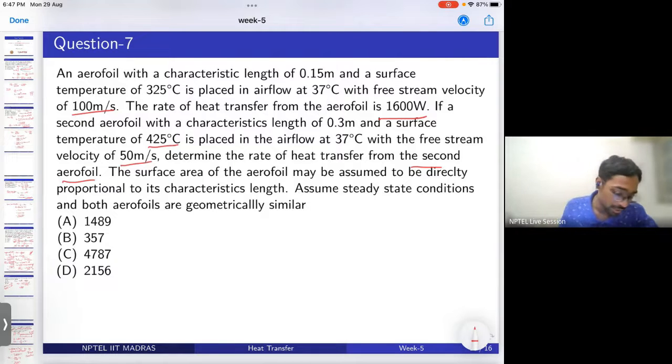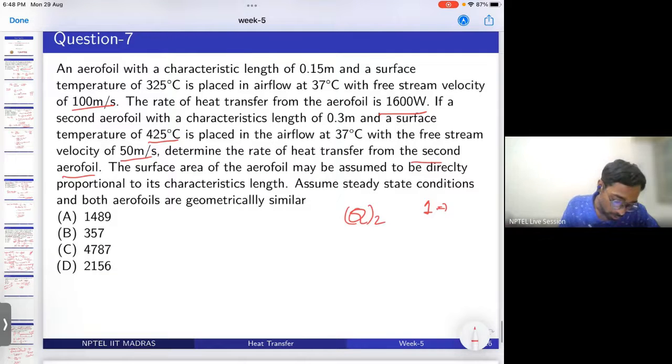Assume steady state conditions in both aerofoils are geometrically similar. So, we need to find out Q from the second one. Okay, second aerofoil. The first aerofoil I'm considering as case one, and the second aerofoil as case two.